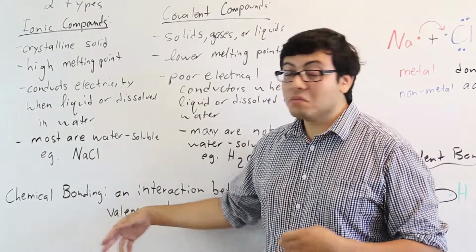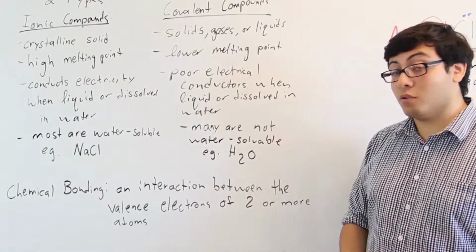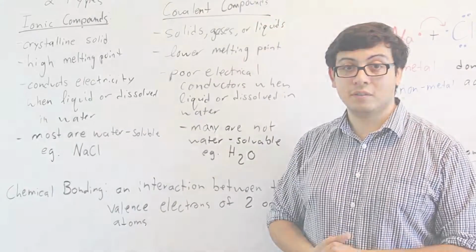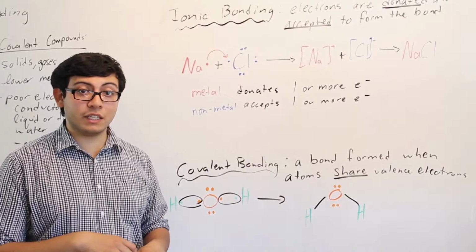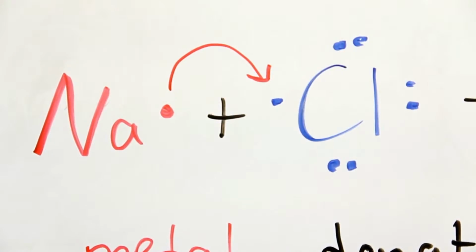The definition of chemical bonding is an interaction between the valence electrons of two or more atoms. Just a reminder, valence electrons are the outermost electrons. Recall the octet rule from earlier, where we need a full 8 electrons in the outermost shell to have a stable atom. That's the basis for chemical bonding.